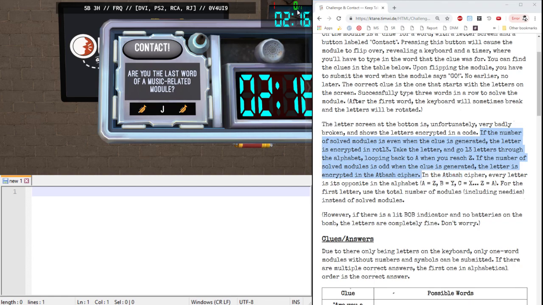Our current number of solves is 0, so that's an even number. So if the number of solved modules is even, then we encrypt in rot 13. Rot 13 is where you just add or subtract 13 spaces to your letter. So A becomes N and N becomes A, Z becomes M, T is 20 would become 7, which is G, C is 3, plus 13 is 16, 16 is Q, so C and Q would swap, and it is a bidirectional cipher. If A becomes N, N becomes A.